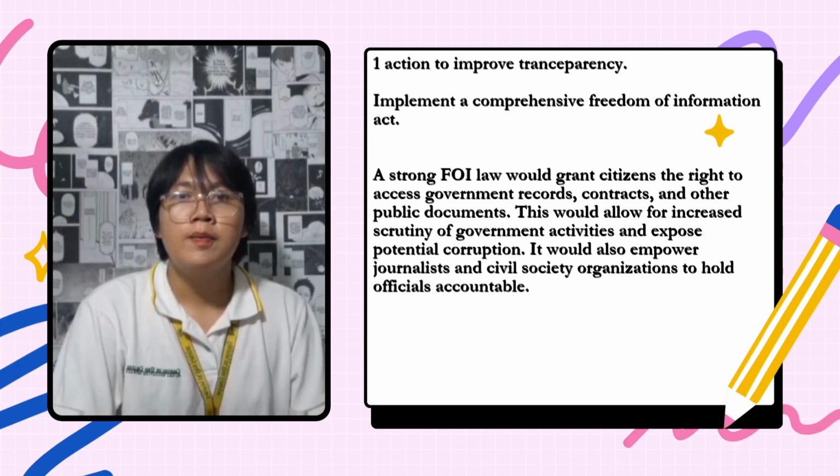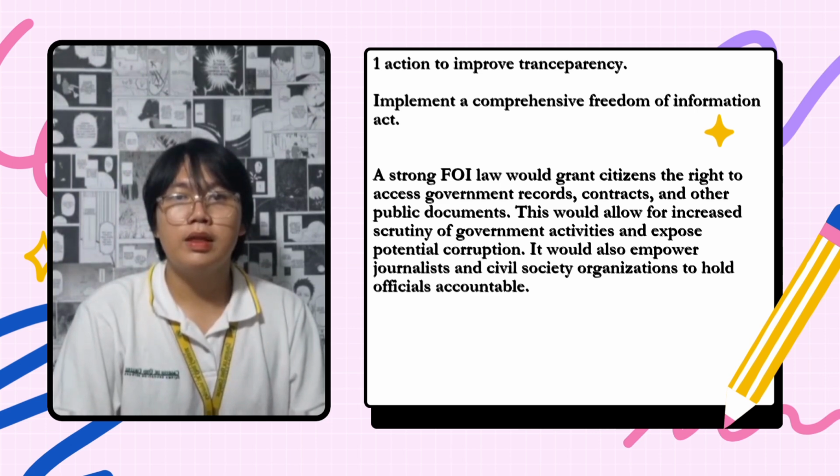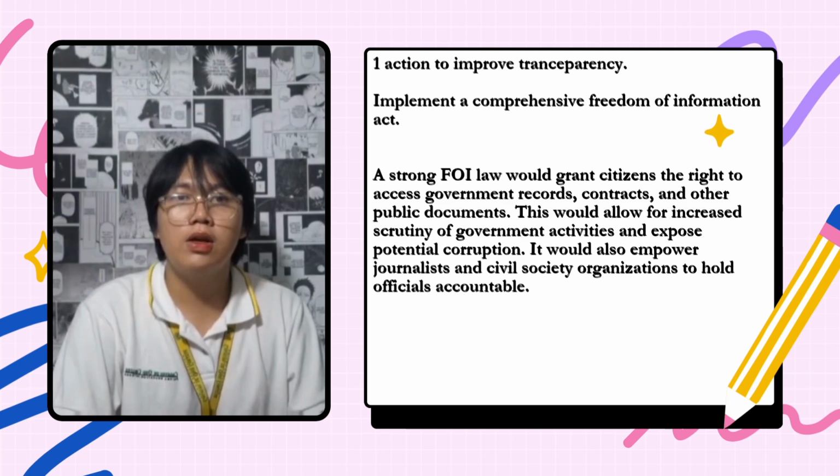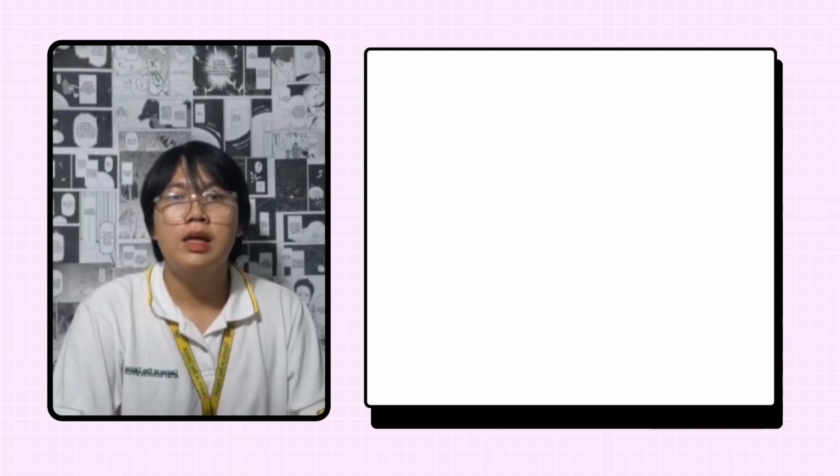Last is the one action to improve transparency. I have found one, and that is we should implement a comprehensive Freedom of Information Act. A strong FOI law would grant citizens the right to access government records, contracts, and other public documents. This would allow for increased scrutiny of government activities and expose potential corruption. It would also empower journalists and civil society organizations to hold officials accountable.